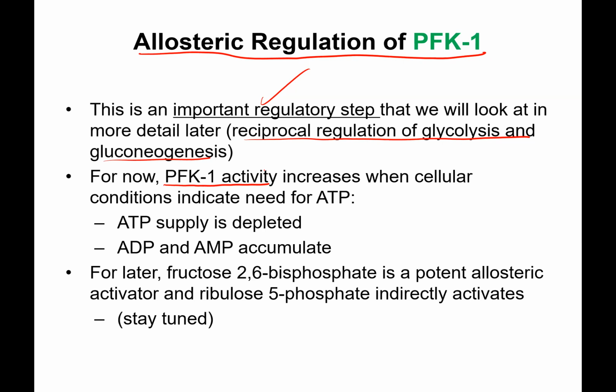And that should make perfect sense because we need ATP when our energy stores are low, when the ATP supply is depleted, and we have an accumulation of ADP and AMP. Another molecule enters the scene, which is not actually part of the glycolytic pathway. And this can get confusing because it has a very similar name to one of our glycolytic intermediates. It is something called fructose 2,6-bisphosphate. What does that sound a lot like? We just looked at fructose 1,6-bisphosphate, right?